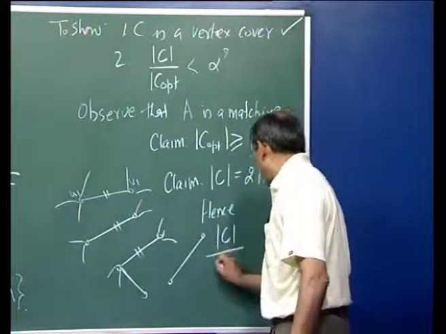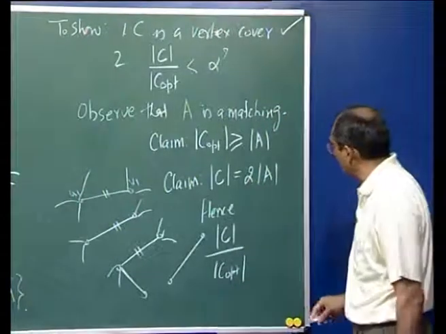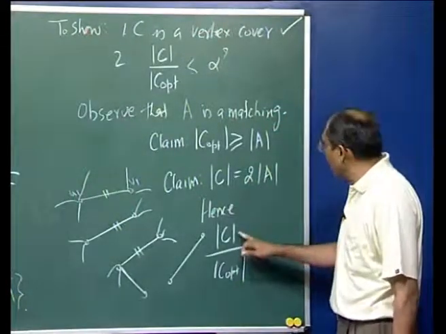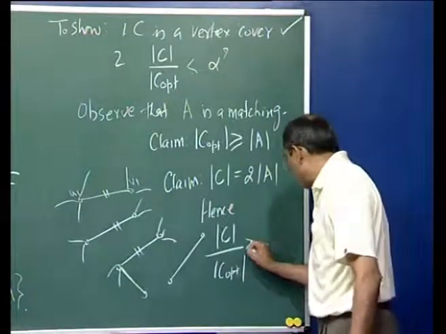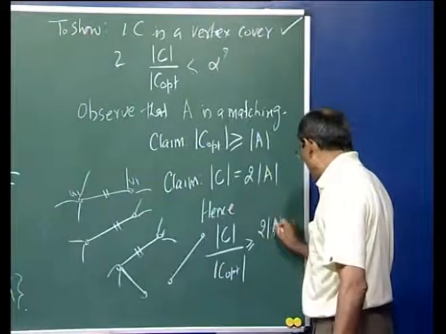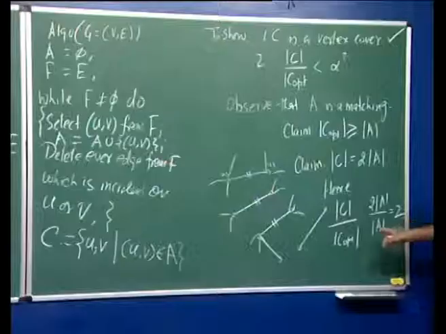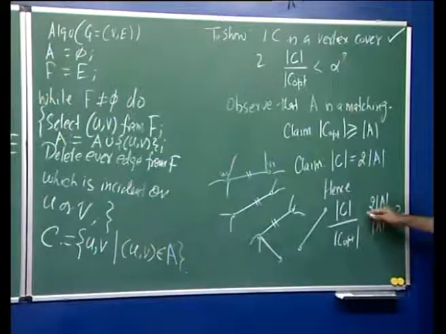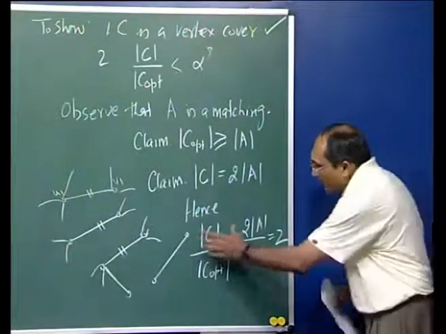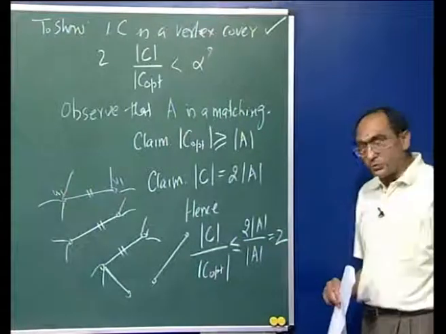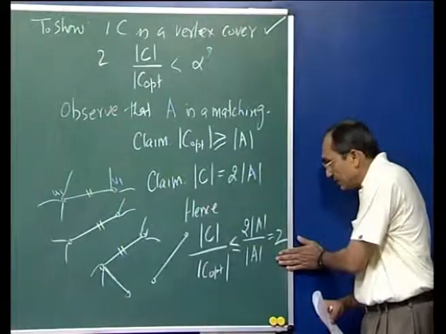Hence, C over C opt, the cardinality of these 2. So, this is 2 mod A and C opt is greater than or equal to mod A. So, this ratio is less than or equal to 2 mod A divided by mod A, which is 2. Since this was actually smaller, here it is greater. So, we have an upper bound for this ratio as 2. So, we can never do much worse than twice.